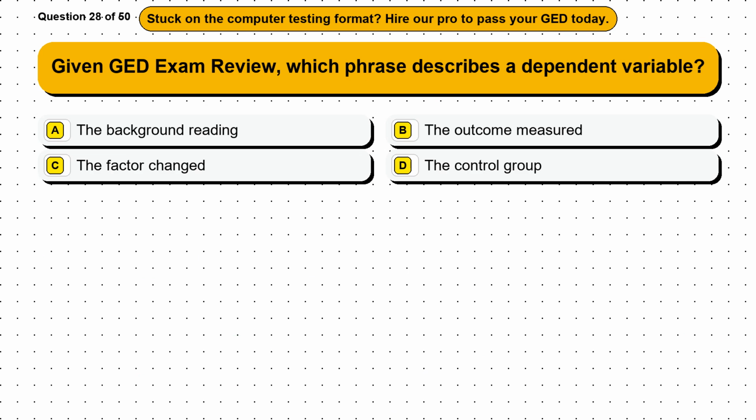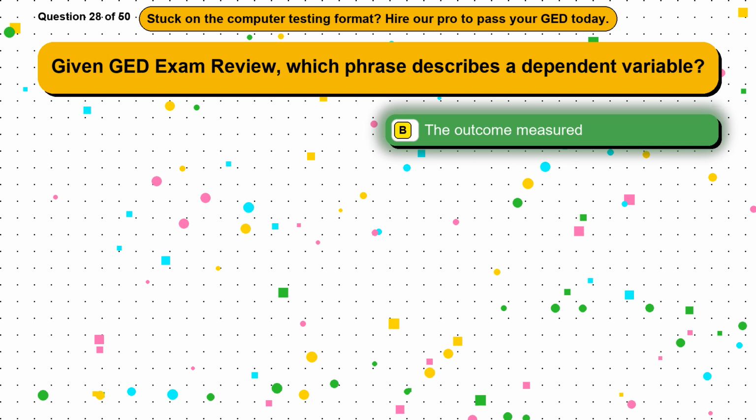Question 28. Given GED exam review, which phrase describes a dependent variable? Option A, the background reading. Option B, the outcome measured. Option C, the factor changed. Option D, the control group. The correct answer is option B.